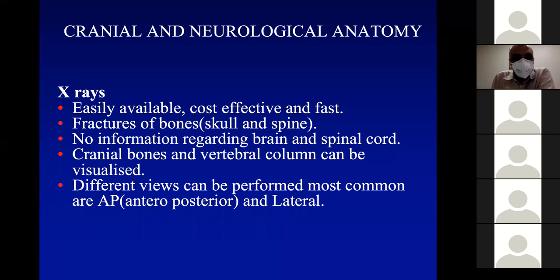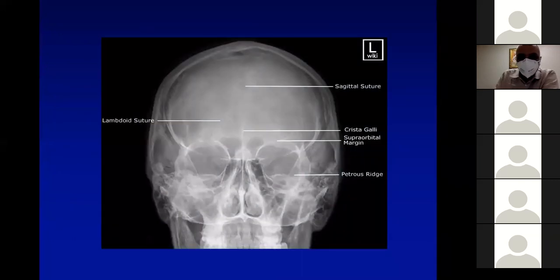Two important views are performed when we are doing X-rays, whether it is a cranial X-ray for the skull or we are doing spine X-rays. The two views are AP, which is anteroposterior, and the other view is the lateral view. This is an AP view of the skull, and there are a number of structures which are identified here. You could identify a sagittal suture, the lambdoid suture, the crista galli, the supraorbital margin of the orbit, and the petrous temporal ridge.